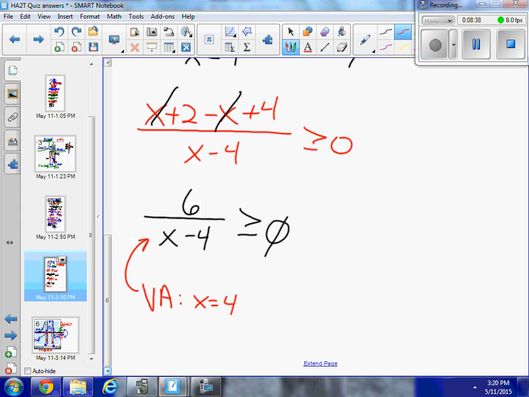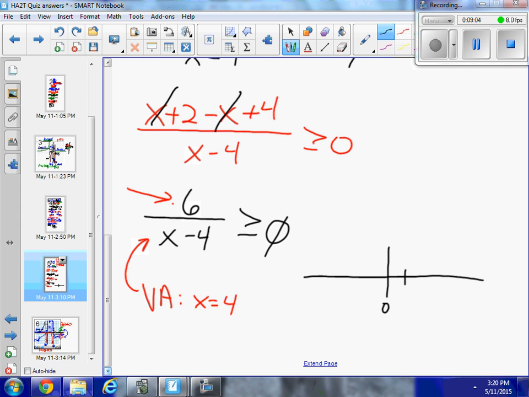My numerator is 6. I have no x-intercepts in this graph. It's just 6. There are no values of x that are going to make y equal to 0. So I don't have any zeros. So the only place that my graph can change from positive to negative or negative to positive is at x equals 4. So I'm going to make my number line here.